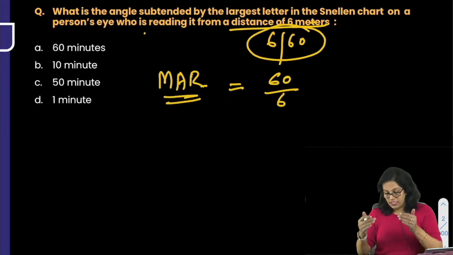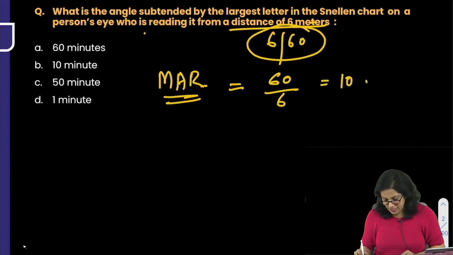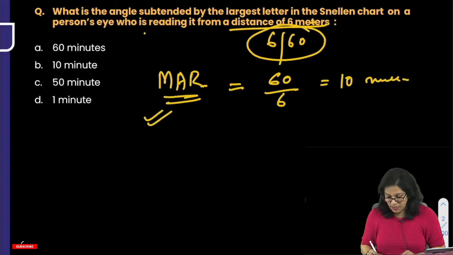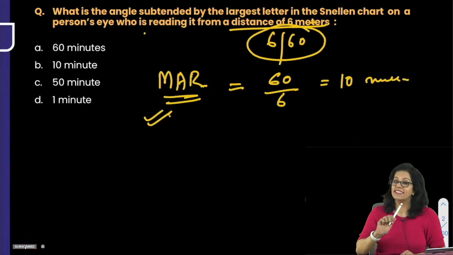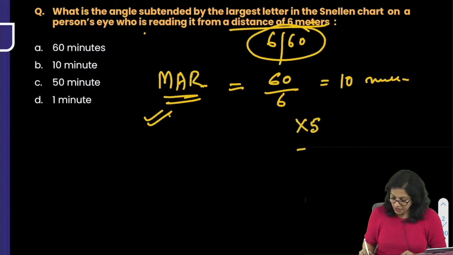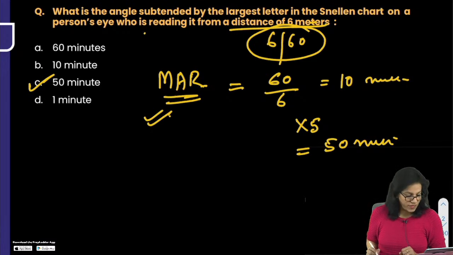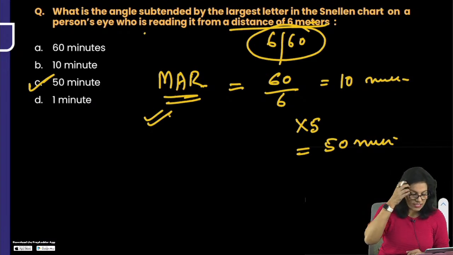When I reverse it to 60 by 6, this becomes 10 minutes. This is the minimum angle of resolution of the 6 by 60 line at 6 meters. But overall what will it be? Always multiply by 5. So our answer is 50 minutes. I hope it is very, very clear to you. Yes, many of you have answered correctly. Aman, it is not A. Now you know why it is not A.